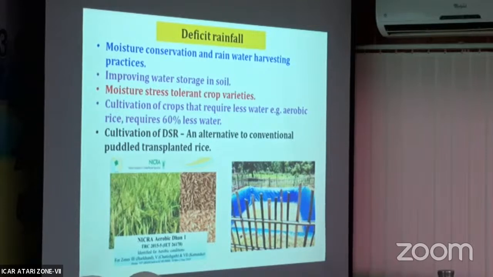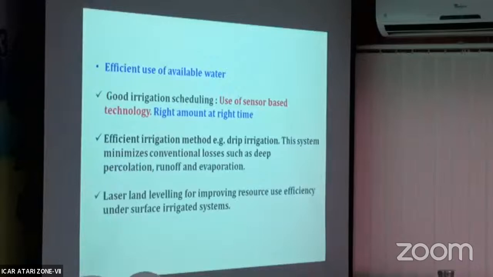Then Jalkund, which everyone knows. Then cultivation of direct seeded rice, using drum seeders, also requires less water in the soil. With deficit rainfall, use available water efficiently with good irrigation scheduling, because we do not schedule irrigation. Nowadays sensor-based technology is there: when to apply, how to apply, and at which stage. The right amount at the right time is important because availability of water is less.